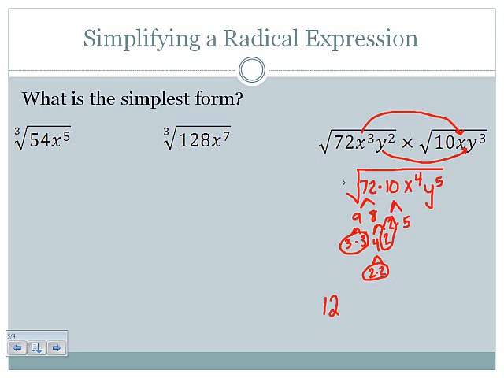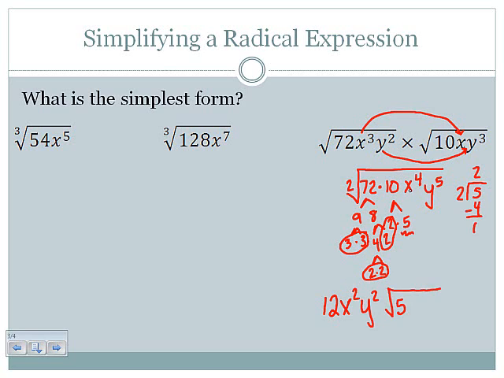Now let's do our variables. Since there's no index, we assume it to be a 2. So 2 divides into 4 2 times. So I can take out an x squared. Since it divides in evenly, there are no remainders. Then 2 divides into 5 2 times, but this time it has a remainder of 1. So I get to take out a y squared, and then left inside my root is this lonely little 5 that didn't make a group.